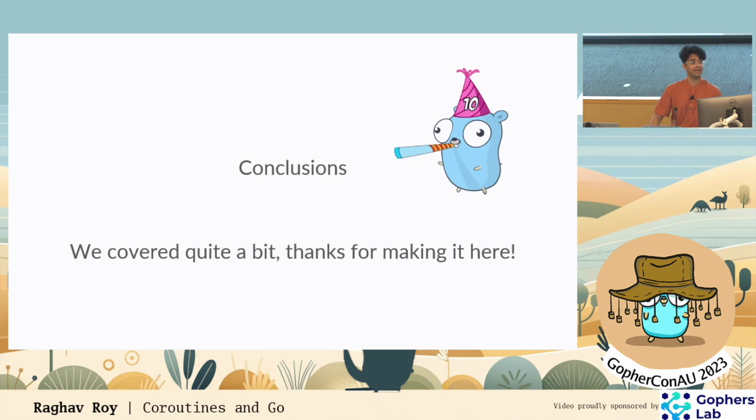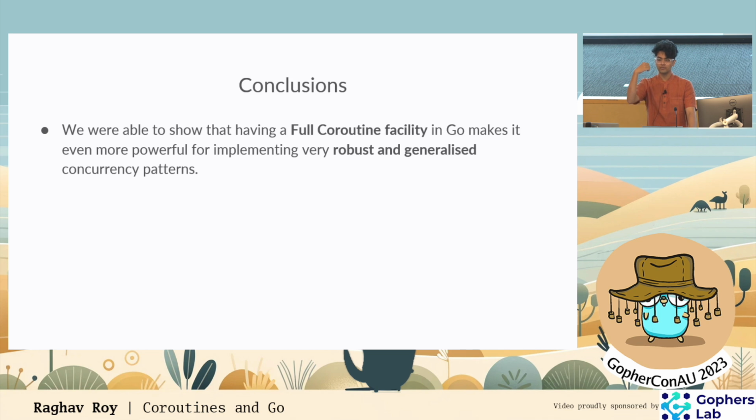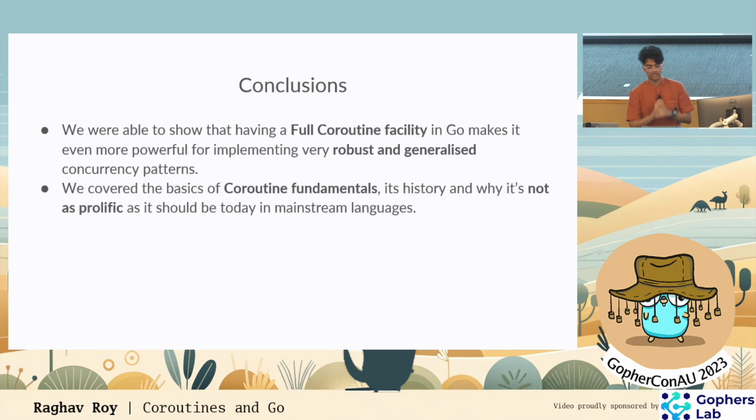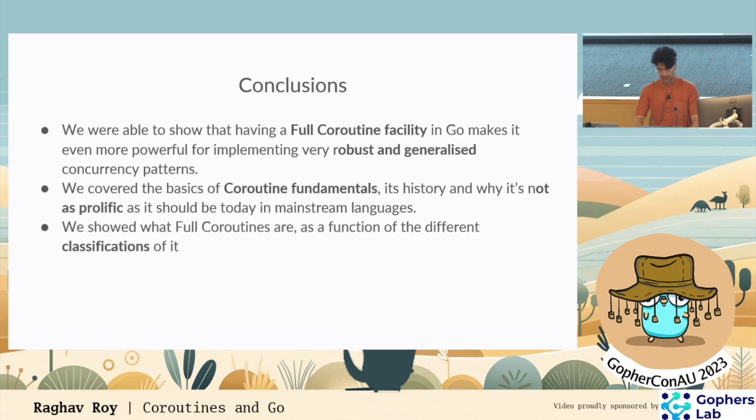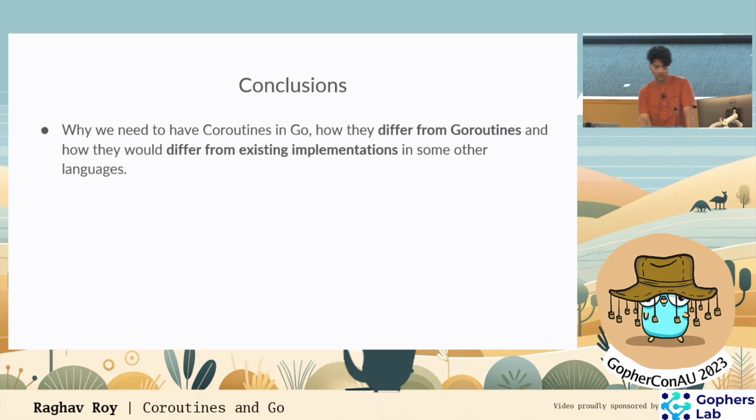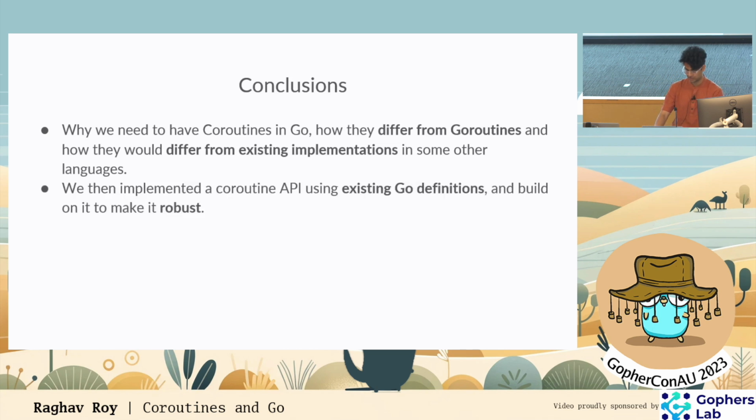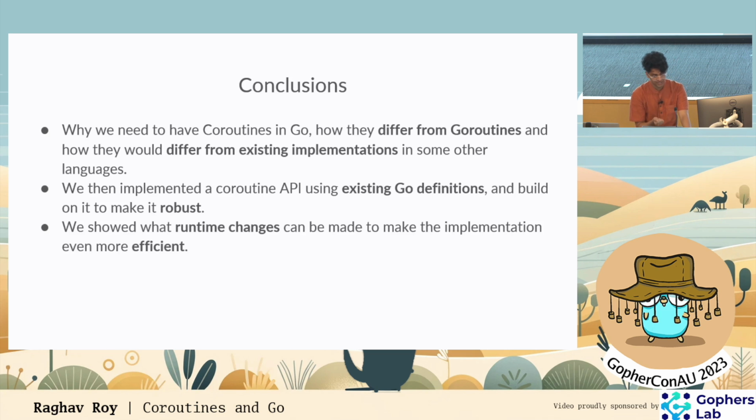We covered quite a bit. Thanks for making it here. We were able to show that having a full coroutine in Go makes it even more powerful for sort of generalized, robust concurrency patterns. We covered the basics of coroutines, the history, and why it's not as prolific as it should be. And we showed what full coroutines are, as different classifications for it. We showed the need to have coroutines in Go, how they differ from Go routines, and how they differ from existing implementations of coroutines in some other languages. And we also implemented an API using Go definitions purely and built on it to make it a little more robust. We showed what runtime changes can be made to make this implementation even more efficient.